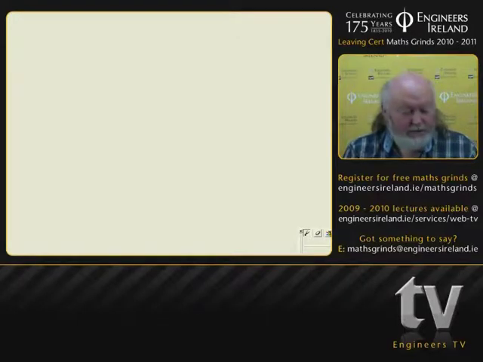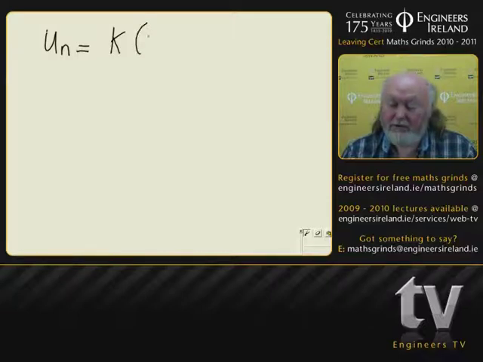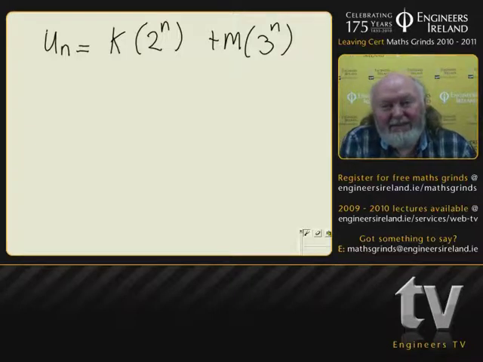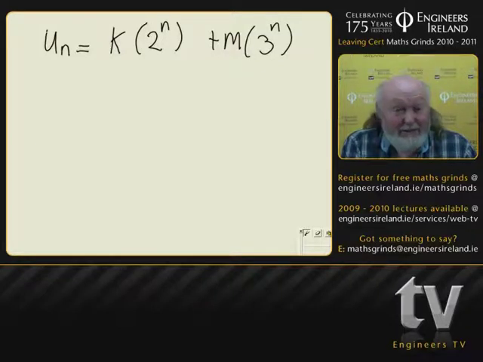We could have a situation where un is equal to some constant k outside of 2 to the power of n plus m outside of 3 to the power of n. A lot more complicated than the last one, but not really. You get used to these things.